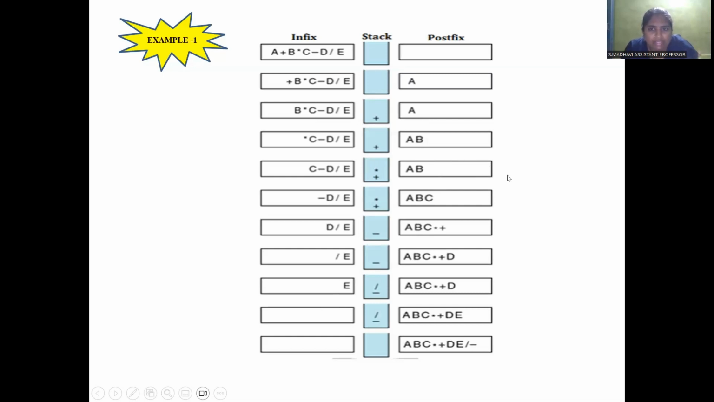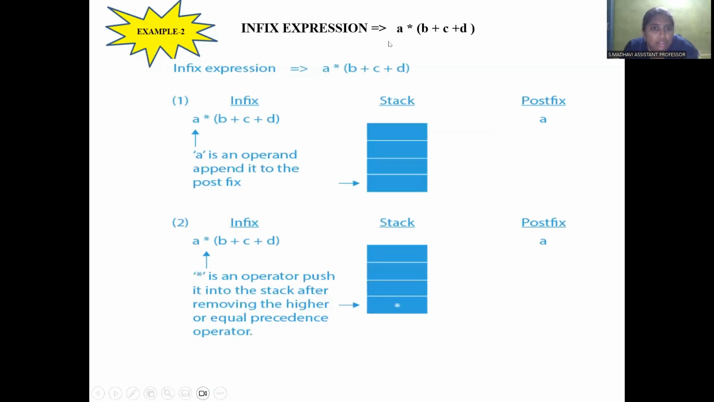So this is an example of how we convert infix to a postfix expression. This is another example, an expression given to us. First, I have pointed the arrow mark, which tells us that we are going to scan it. First, A has to be scanned. A is an operand, so you can directly push it onto the postfix. So A has been moved onto the postfix.